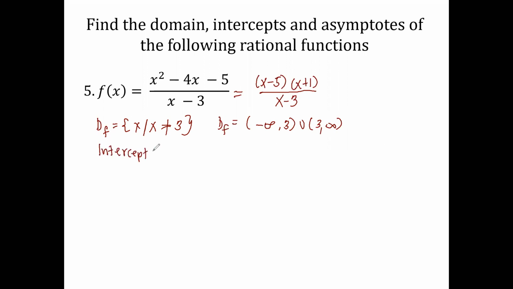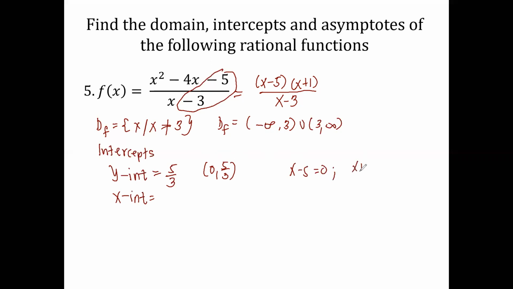Intercepts. For the y-intercept, we let x be 0. So it will just be negative 5 over negative 3, so that's 5 over 3. So you have (0, 5/3). For the x-intercept, we equate the numerator to 0. So you have x minus 5 equals 0, x plus 1 equals 0. So x equals 5, x equals negative 1. So (5, 0) and (negative 1, 0).